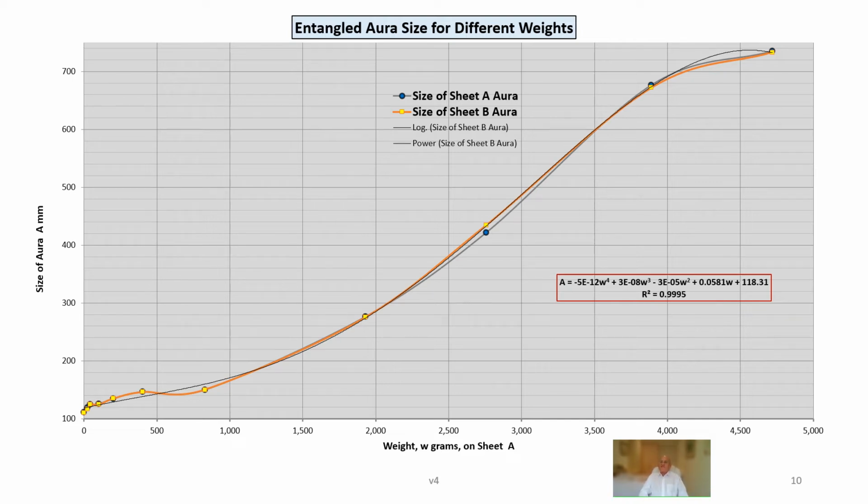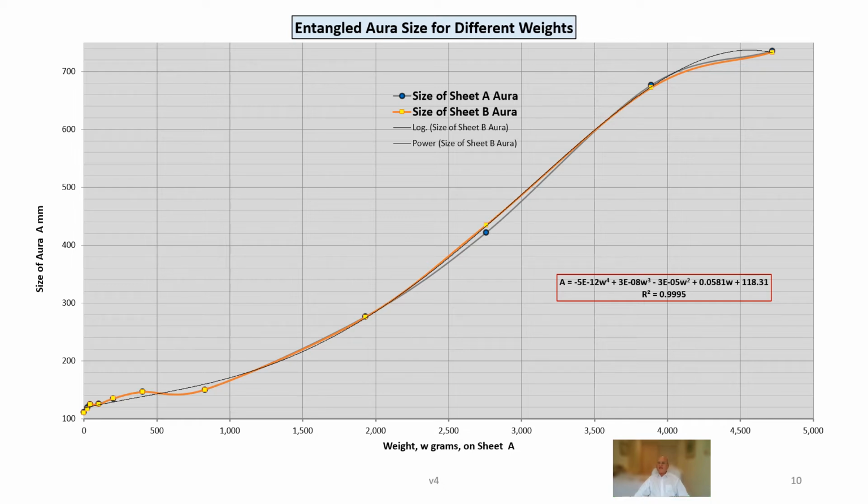If you're still with us, you obviously want proof. This graph is a summary of several experiments over short and long separation distances. The horizontal axis represents the weights placed on sheet A. There is never a physical weight placed on B. The vertical axis is the size of the aura of the entangled sheets A and B.